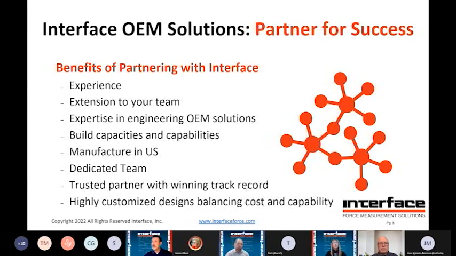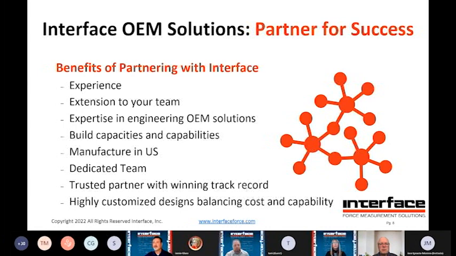Obviously, we talked about the dedicated team. We do have a manufacturing line dedicated to our high volume products, along with engineering techs, design engineers, and product management. We'll go through that a little bit deeper moving on. Trusted partner with a winning track record. Yeah, 30% of our business. So we've obviously been successful doing this.